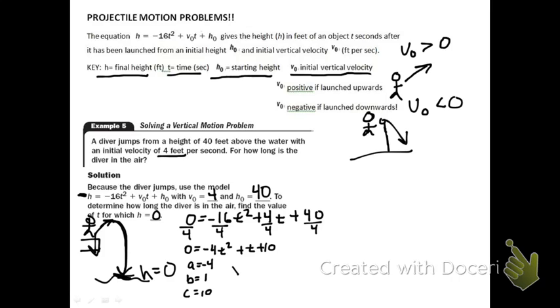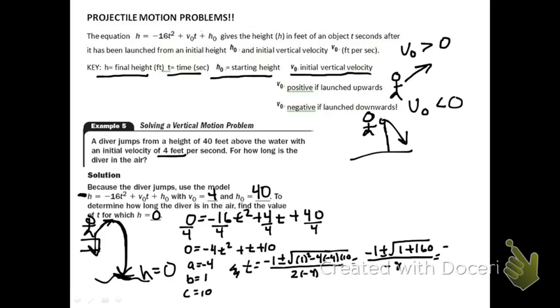So if I use the quadratic formula, it's not x equals, it's t equals in this problem. The time is going to be negative b plus or minus the square root of b squared, or 1 squared, minus 4 times the a value, negative 4, times the c value of 10, all of that over twice the a value, negative 4. Alright, let's simplify a little bit. I have negative 1 plus or minus the square root of 1 squared, which is 1. Negative 4 times negative 4 is a positive 16, and 16 times 10 is 160. So I'm going to have negative 1 plus or minus the square root of 1 plus 160, and in the bottom I have negative 8. This is negative 1 plus or minus the square root of 161 over negative 8.